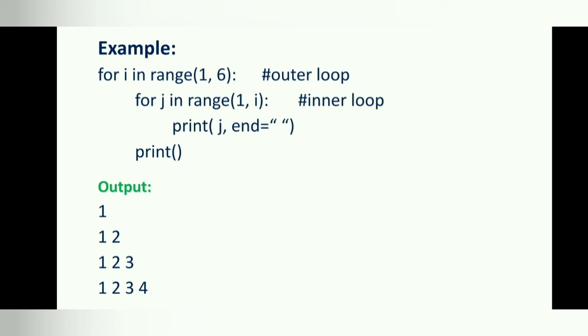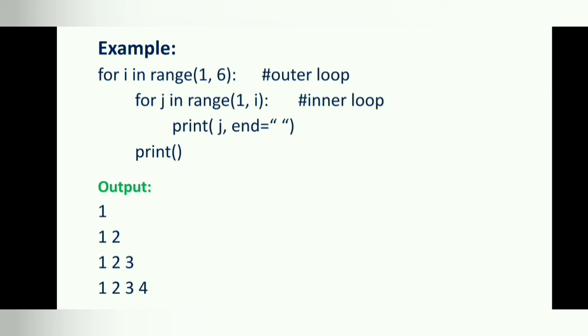In the first iteration, the values of i and j are 1, so the body of the inner loop will not be executed because the starting point is 1 and ending point is 1, which is not included. So in the first iteration, only the last print statement will be executed, which is a part of the body of the outer loop. We will print a blank line.